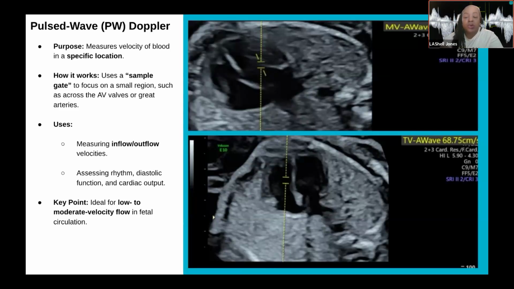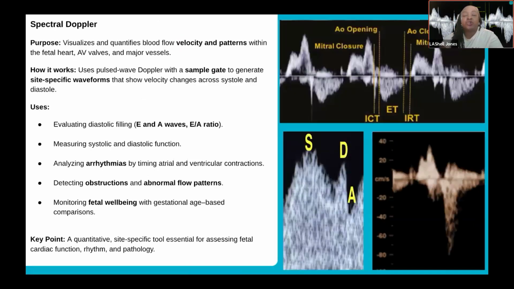Now, from the pulse wave Doppler is where a spectral Doppler waveform is formed, okay? This one in particular will really visualize and quantify the blood flow velocity and pattern within the fetal heart, the AV valves, and major vessels. Now, you can see the three examples that I have here. The top one is an example of a Tei index. Here is an example of a ductus venosus waveform. And then here is an example of tricuspid regurgitation, all seen with the spectral Doppler.